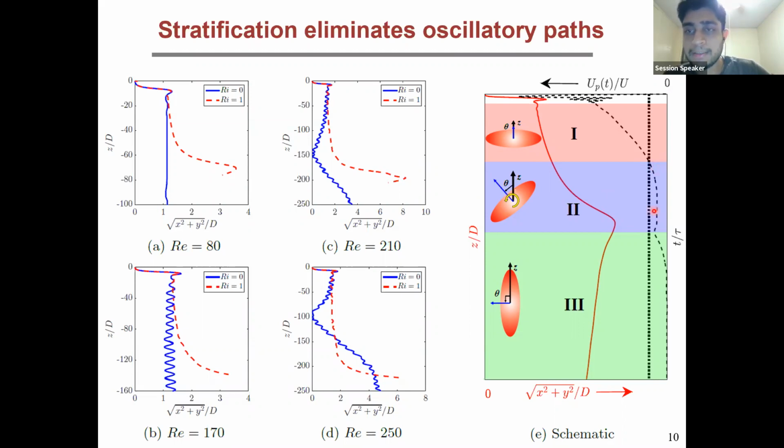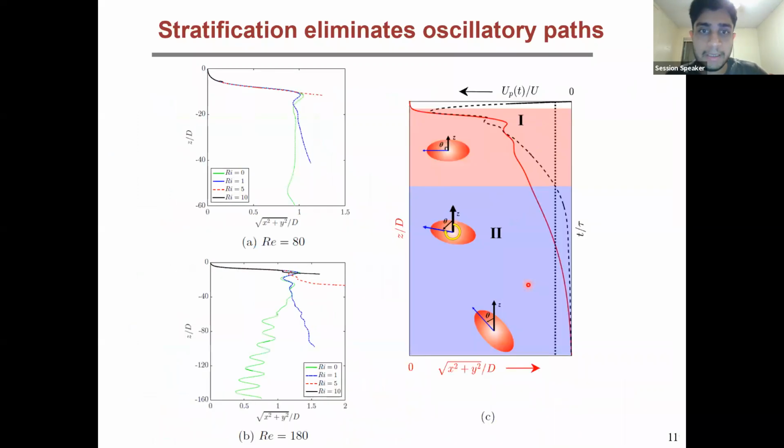In this regime, it attains a quasi-steady velocity, which continues till it is completely reoriented to an edgewise orientation. As it finishes reorienting, its velocity falls a lot more rapidly and becomes zero, and it stops moving. A similar thing happens for a prolate spheroid as well. Basically, stratification eliminates the oscillatory path. But for a prolate spheroid, we only observe two distinct regimes.